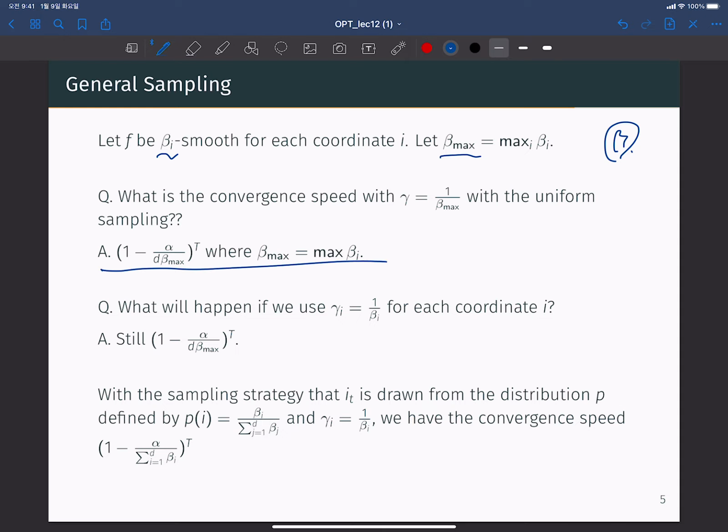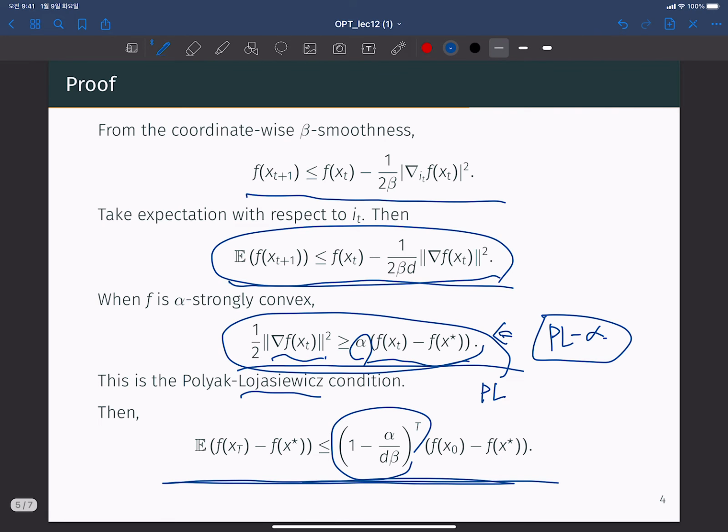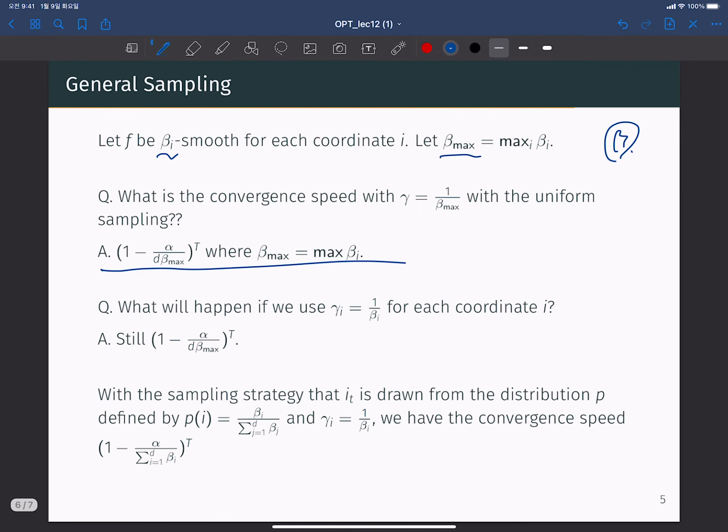So this is the result. The result is 1 minus alpha over d times beta max, to the power of capital T. So here beta max is equal to the max of beta i. The proof just follows the previous page's proof. Using this proof, we can say this convergence speed.